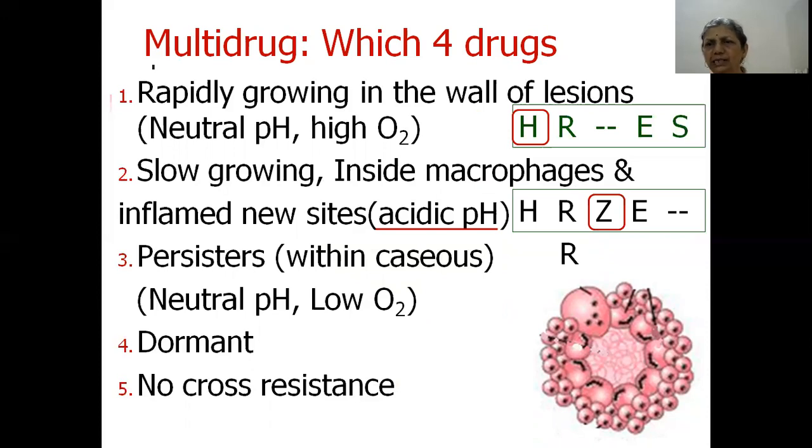So amongst all these drugs effective in the rapidly growing bacteria in the walls, INH is the most effective. For the acidic pH, particularly in the newly affected inflamed sites, pyrazinamide is the most important drug. And for persisters, it is rifampicin. As I said, bedaquiline or protamidate could be useful in dormant bacteria, but they're not yet regularly incorporated in the regimens.